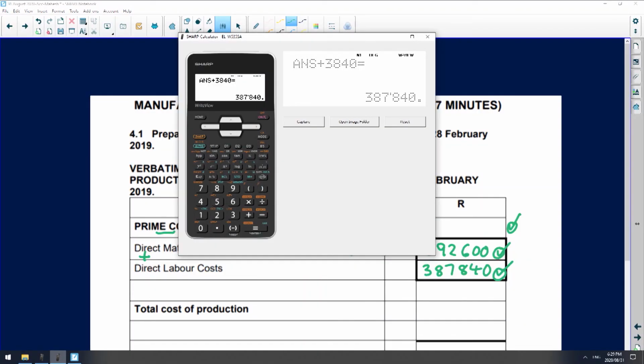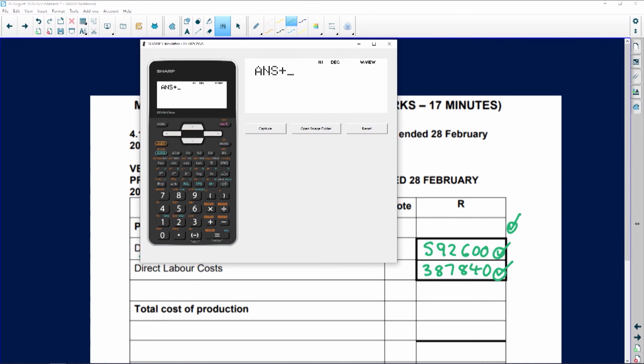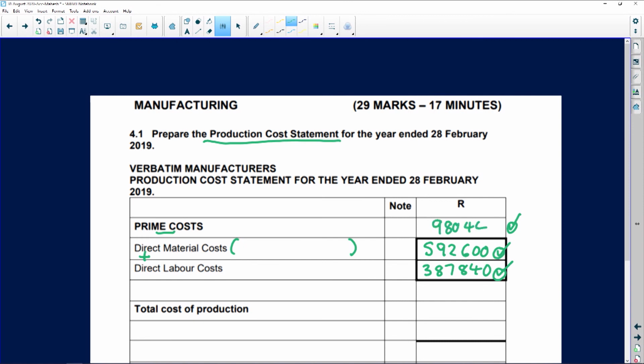My grade 12s wrote a test a few weeks ago, and some of them forgot to fill this in, and that was 1% of the test. You could get that mark very easily, or you could lose that mark. It's a free mark, guys, just by adding your direct material and your direct labor. It can't get easier than that. Students tend to forget. You've got to promise me that you're not going to. So let's fill in our prime cost. I've got my direct labor cost filled in already, plus my direct material cost, 592,600, and that gives me an amount of 980,440.